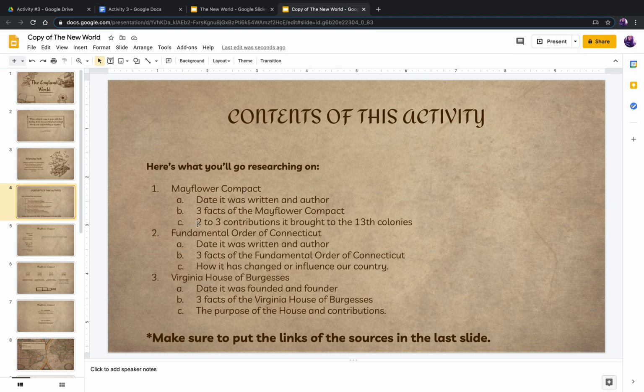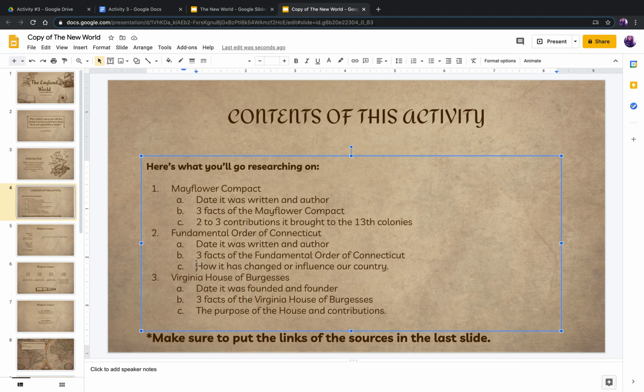For the Mayflower Compact, I would like for you to put two to three contributions that it brought into the 13 colonies. For the Fundamental Orders of Connecticut, I would like for you to answer how it has changed or influenced our country. And for the Virginia House of Burgesses, I want you to answer the purpose of the house and the contributions it has brought into the country. So this, I will delete this. You don't need this anymore.